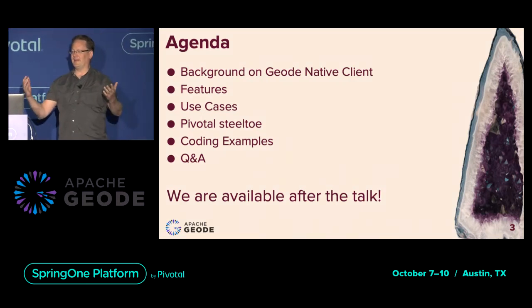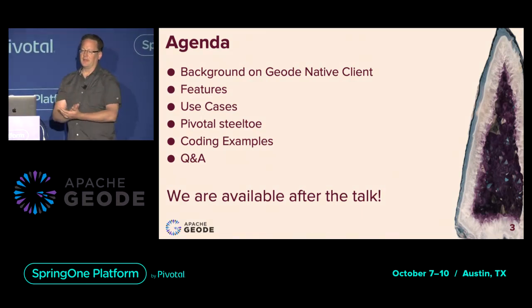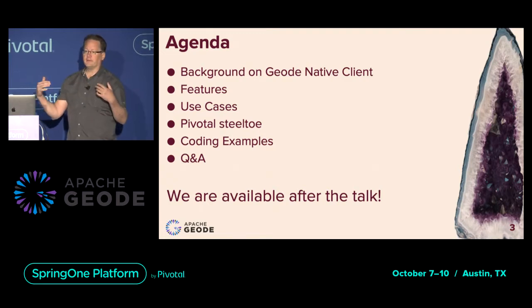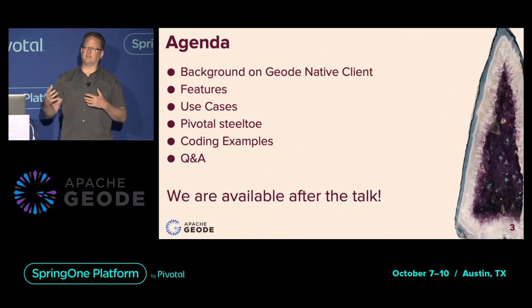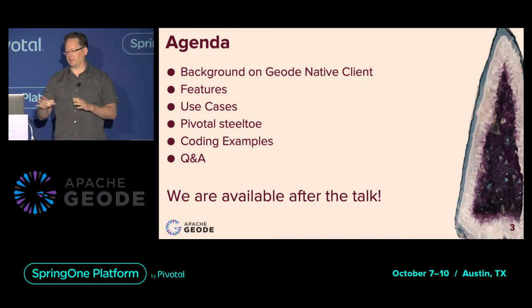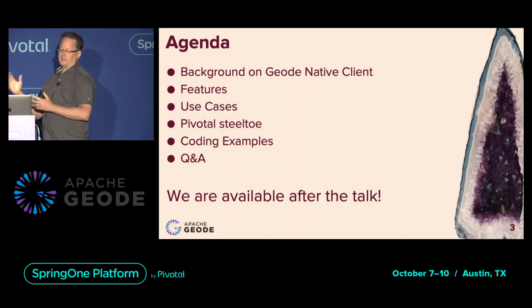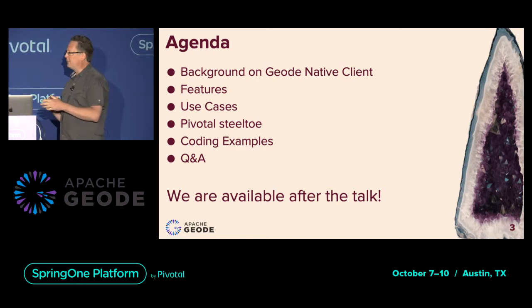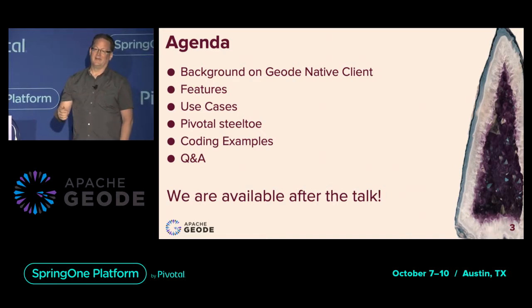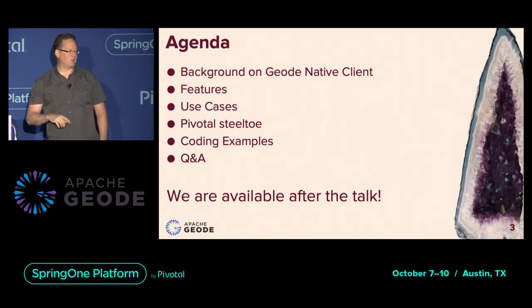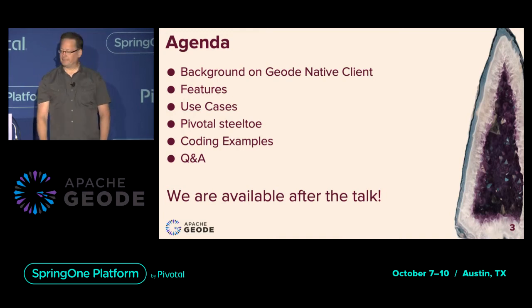So what are we going to talk about today? Definitely going to talk about the Native Client. Give you a little bit of background on it, some feature set of it, some use cases. Talk about a project that Pivotal has called Steel Toe. So if you're a .NET developer, this helps you just work in a cloud environment much easier. And I'll talk more about that later. Blake's going to go through some coding examples, and then we have question and answers. And if you have any further questions after that, you could just tap us as you see us walking around the hallways and ask your question then.